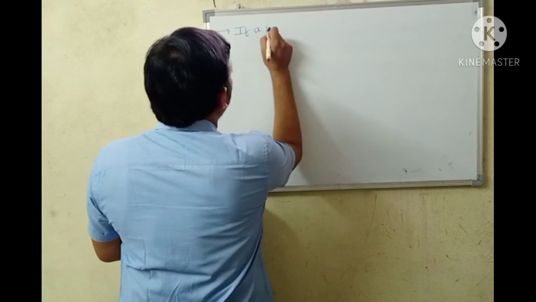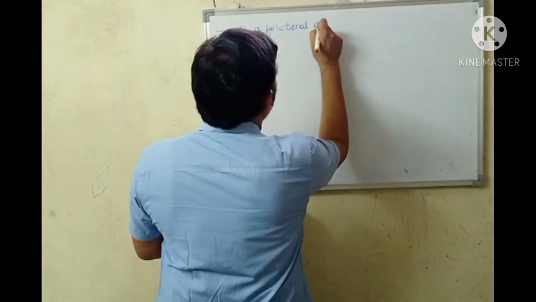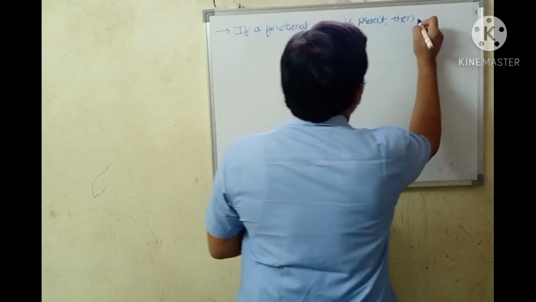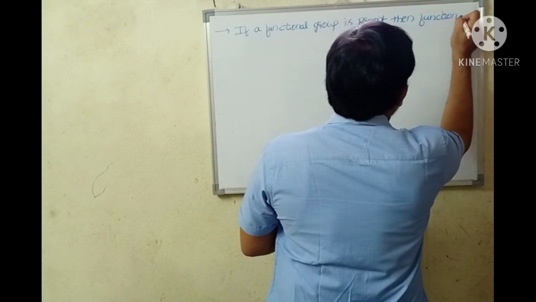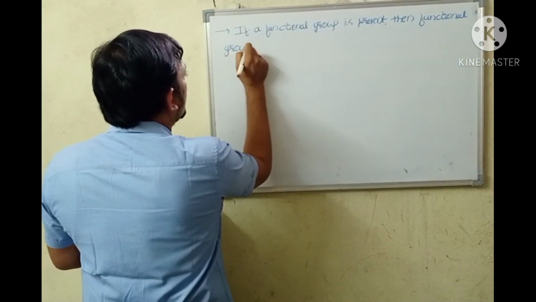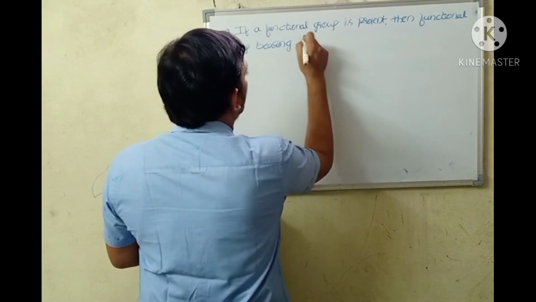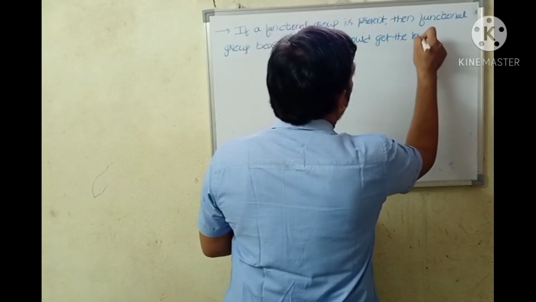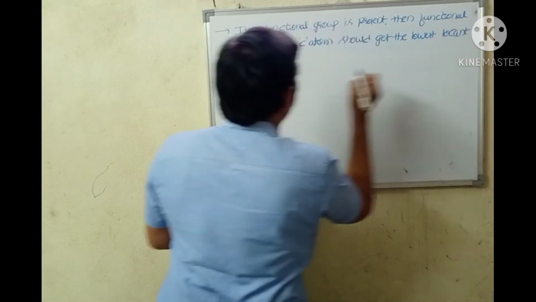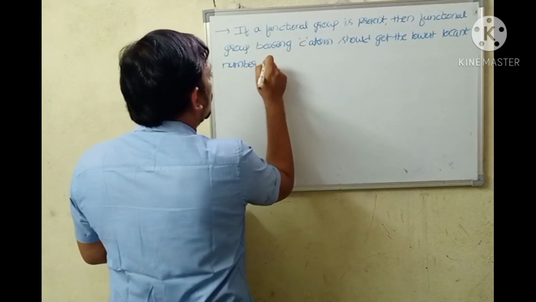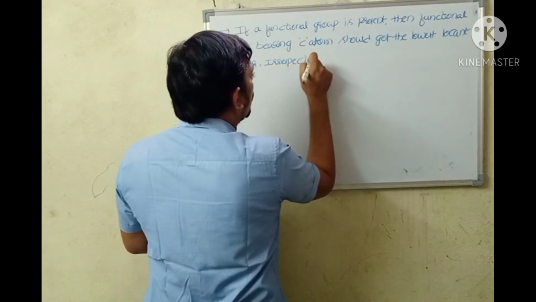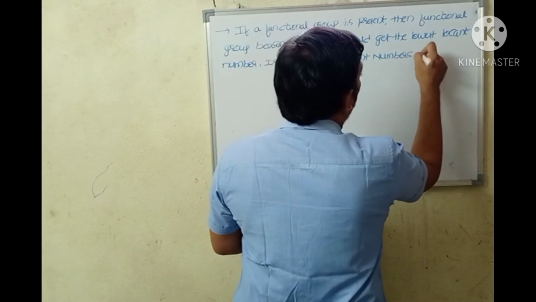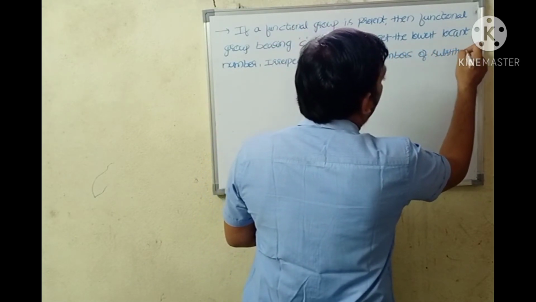If a functional group is present, then the functional group bearing carbon atom should get the lowest locant number, irrespective of the locant numbers of substituents.